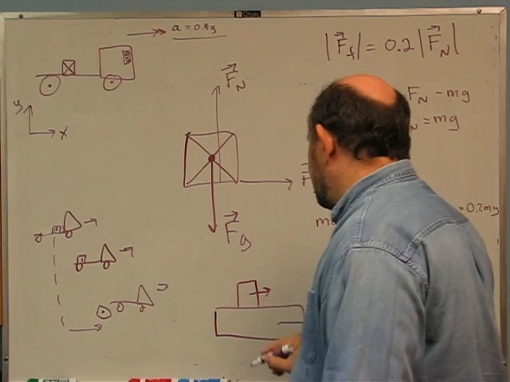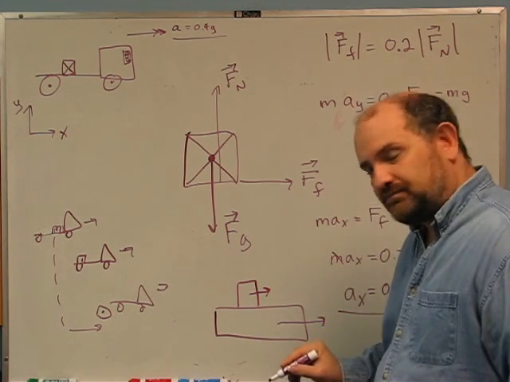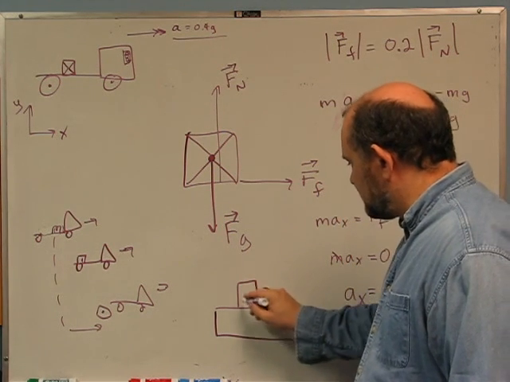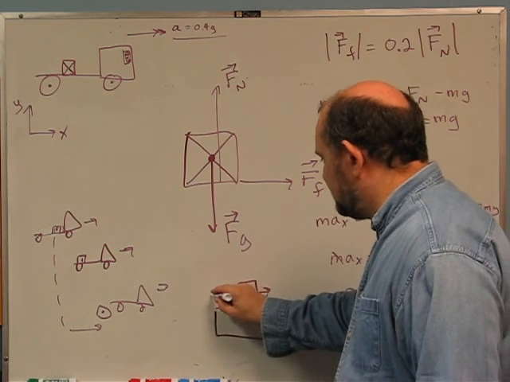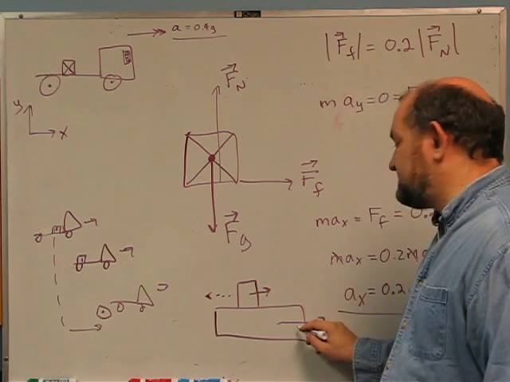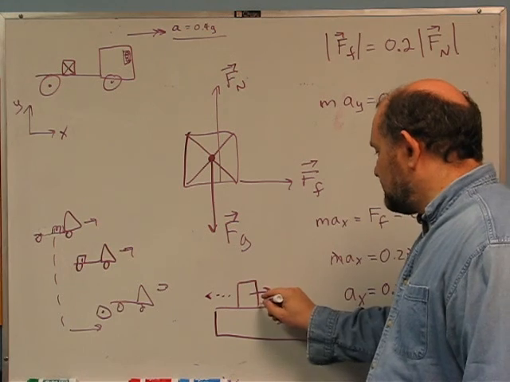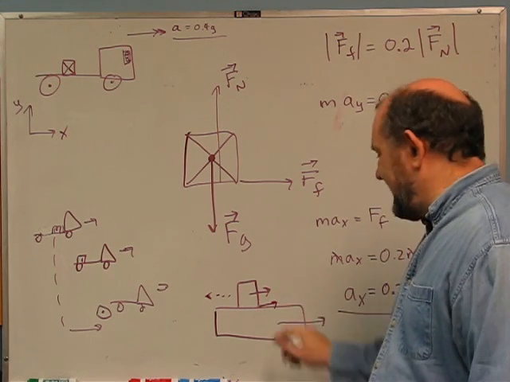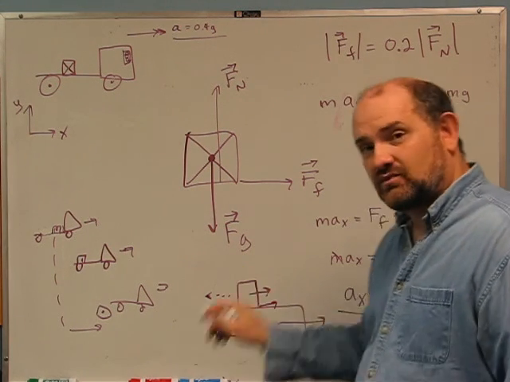Here's the crate moving that way slower. The relative motion of the crate relative to the bed of the truck is backwards because it's not going forward as fast as the bed of the truck is. So friction will, in fact, act that way because it's opposite the direction of relative motion.